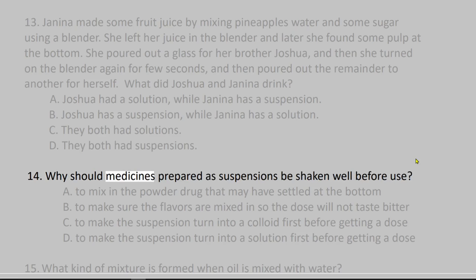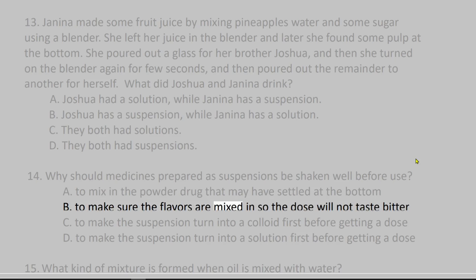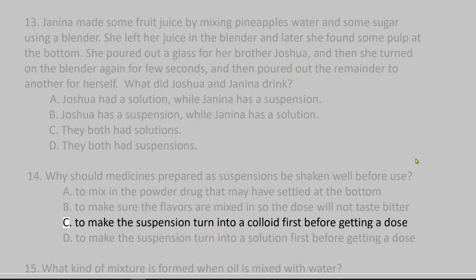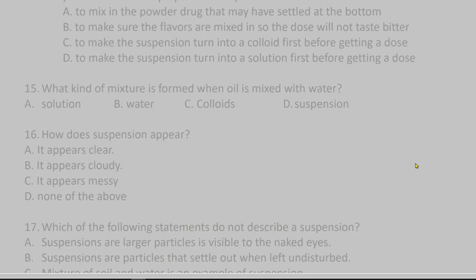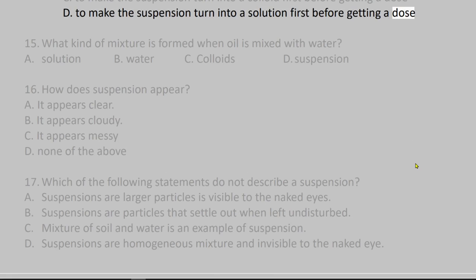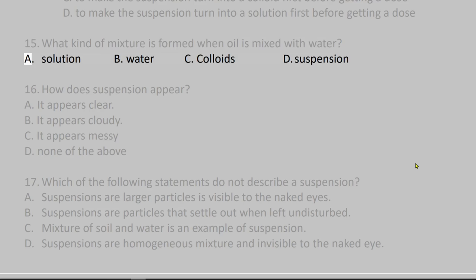14. Why should medicines prepared as suspensions be shaken well before use? A. To mix in the powder drug that may have settled at the bottom. B. To make sure the flavors are mixed in so the dose will not taste bitter. C. To make the suspension turn into a colloid first before getting a dose. D. To make the suspension turn into a solution first before getting a dose. 15. What kind of mixture is formed when oil is mixed with water? A. Solution. B. Water. C. Colloids. D. Suspension.